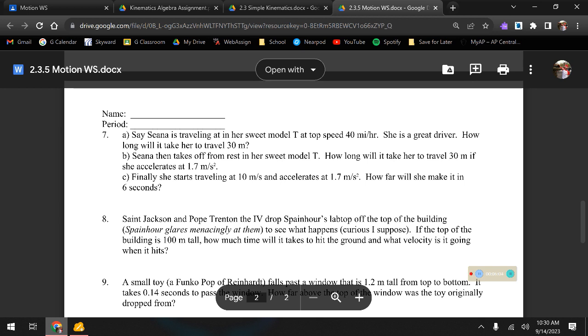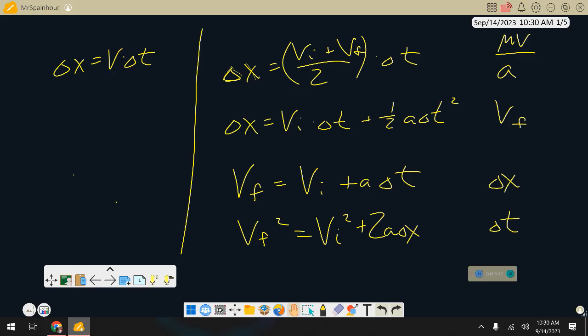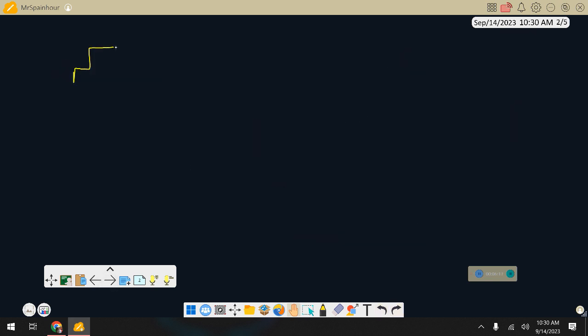One of the important things that you need to do when doing one of these problems is have a picture in your head of what's going on. Use your imagination. Picture a sweet Model T. To help you with that, draw a picture. Nailing it right there. Boom. Sweet Model T. There we are. Great. That's not a Model T.